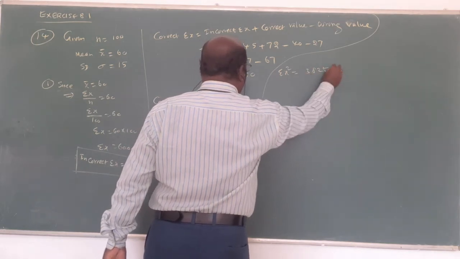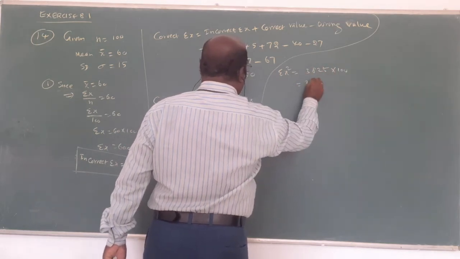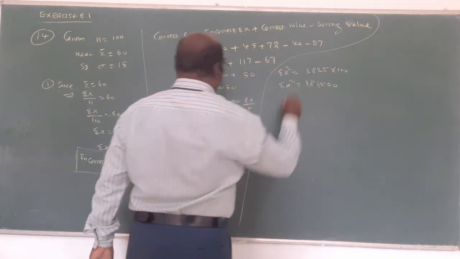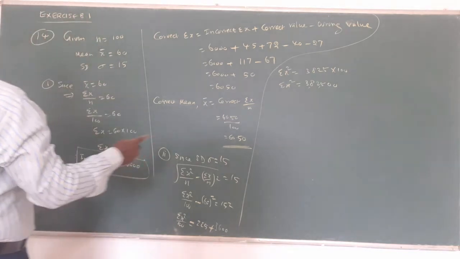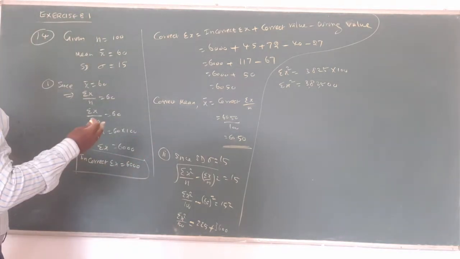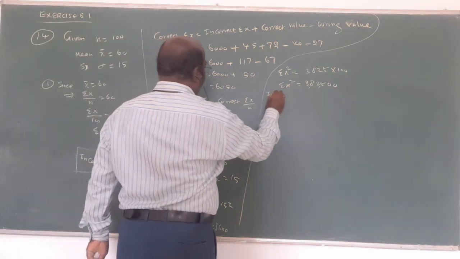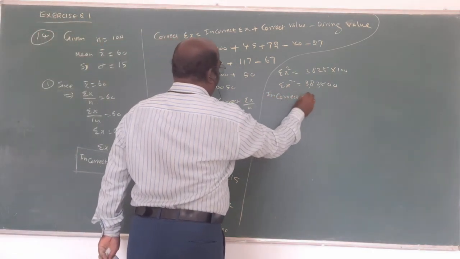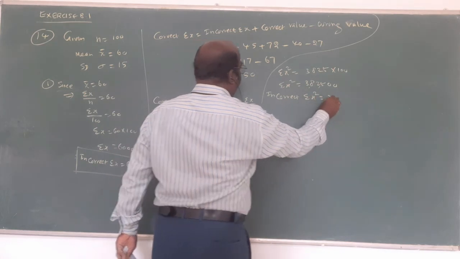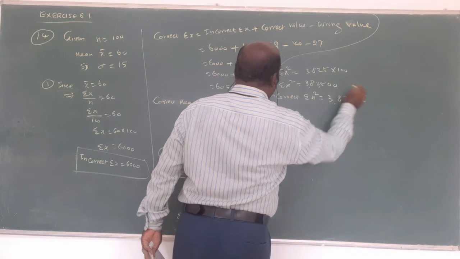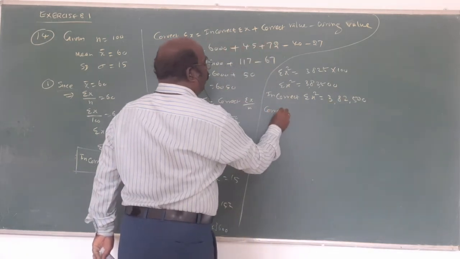5283 into 100, so 382500. Am I right? This is sigma x square. This is not the correct sigma x square. This is called the incorrect sigma x square, which is 3,82,500.